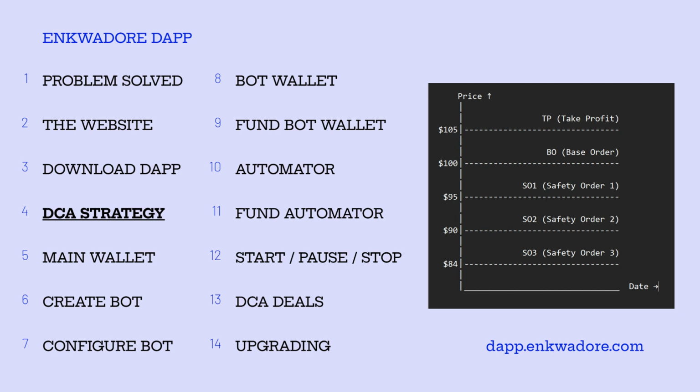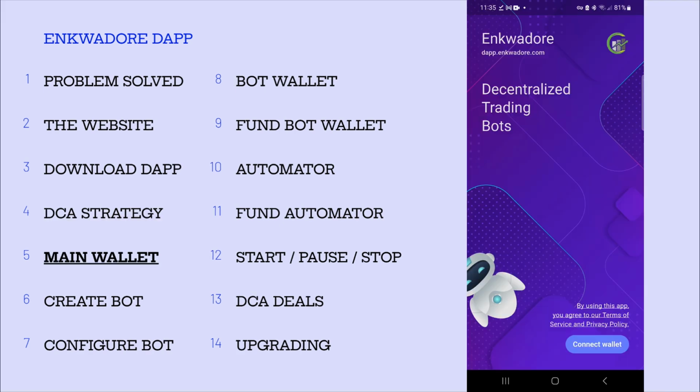Okay, so it means then eventually when the price appreciates and you're at a profit of 5%, the bot will automatically take profit on your behalf. Okay, so that's how the DCA trading strategy works, very briefly. So let's go ahead and attempt to set up the bot.